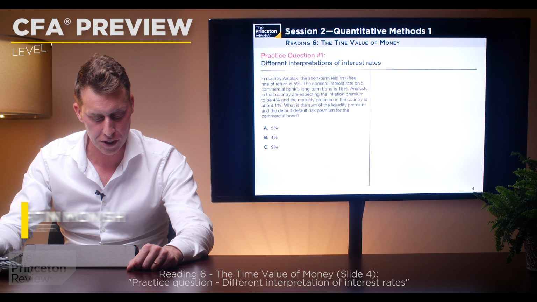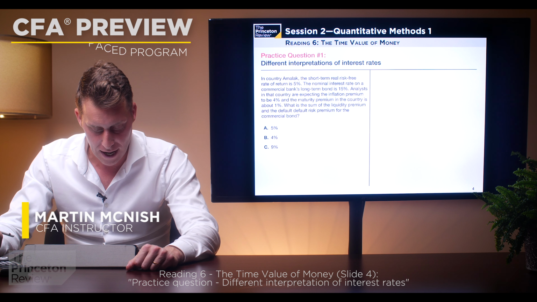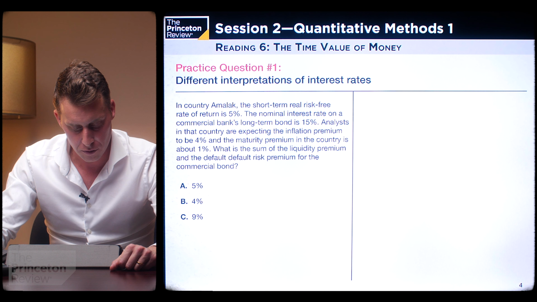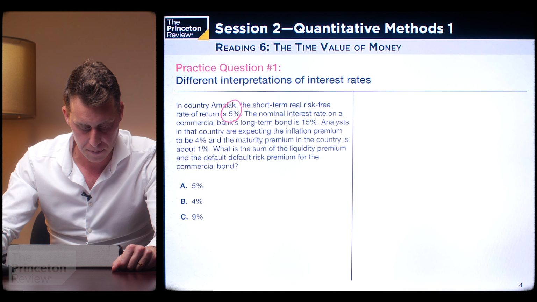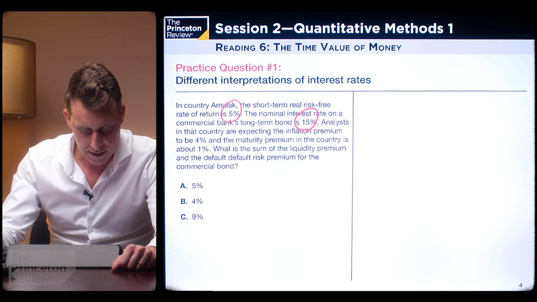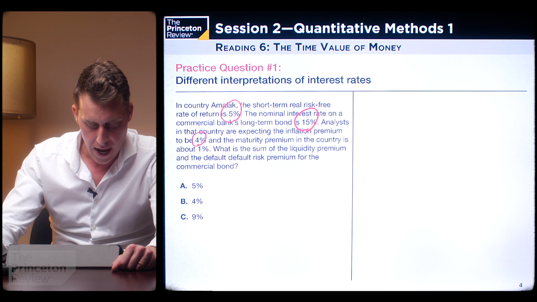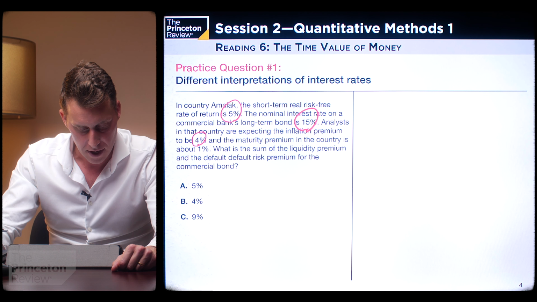So let's take a look at a question here. Question goes, in the country of Amalak, the short-term real risk-free rate of return is 5%. The nominal interest rate on a commercial bank's long-term bond is 15%. Analysts in that country are expecting inflation premium to be about 4%, and the maturity premium in the country is about 1%. What is the sum of the liquidity premium and default risk premium for the commercial bond?